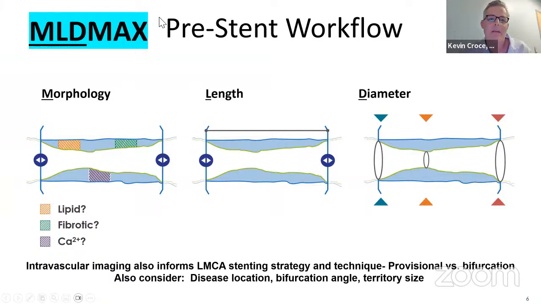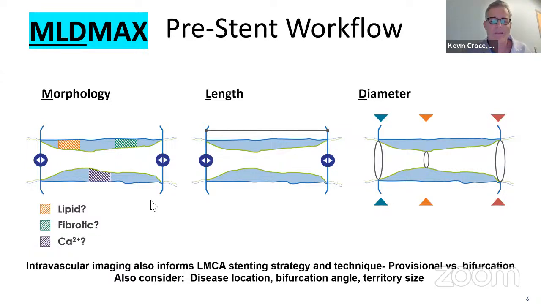Thinking about MLD Max, I think probably many people are familiar with this, but I'll go through it relatively quickly. We'll focus on how it might apply a little bit differently to left main PCI. The first thing to understand is the morphology of the lesion. Really thinking about, is it lipidic, fibrotic, or calcified? Akiko gave us a nice summary of the state of the art with nodular calcification, but we know that calcified lesions tend to impair stent expansion.